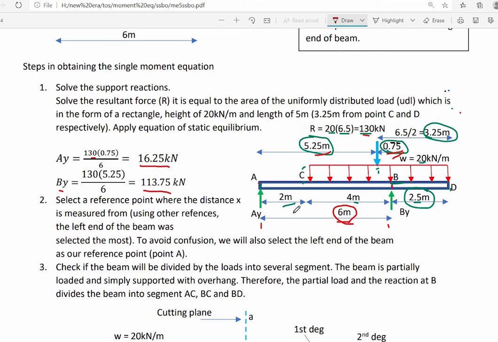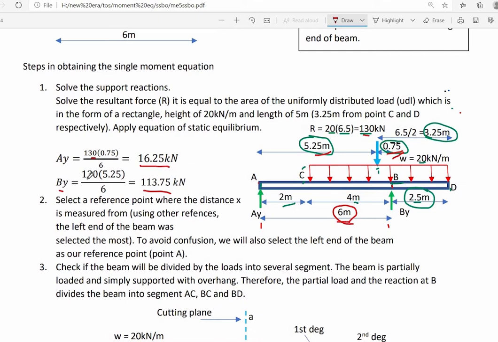We will select a reference point where we can obtain the single moment equation of the beam. The usual reference point selected by other references like textbooks and reviewers is the left end of the beam. So I will also select point A to avoid confusion if you are using other references in learning the double integration method to obtain the slope and deflection of beams. We will now proceed to step number 3.